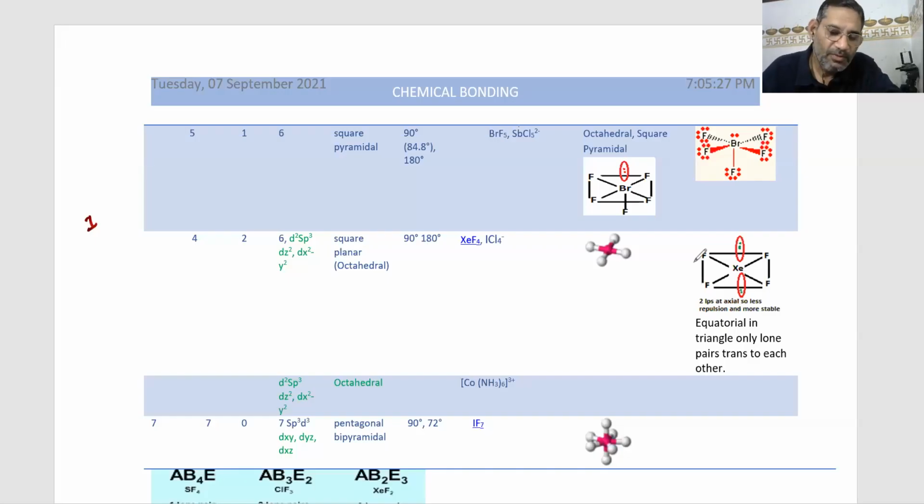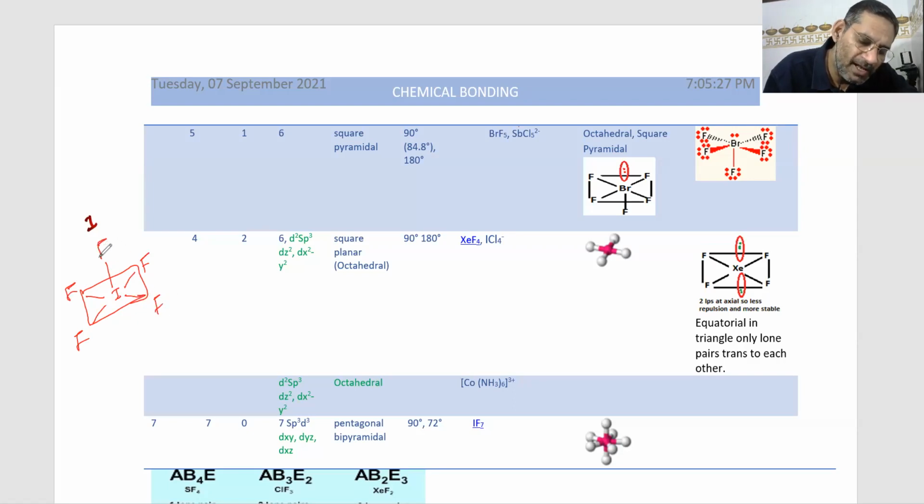We'll keep on discussing the same. I was telling you what the meaning of square pyramidal is. See, this is a square and this is pyramidal. So one F is here and the remaining four F's are here. So four F's are there on these four corners, and one F will be perpendicular to the plane of that.